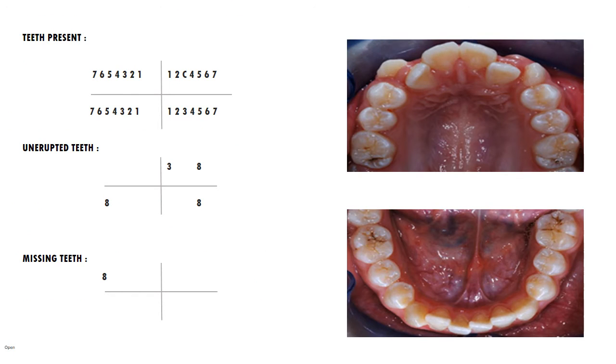The teeth present in the patient are from 1-7 to 2-7 and from 3-7 to 4-7. The unerupted teeth are 1-3, 2-8, 4-8 and 3-8. The missing tooth is 1-8.